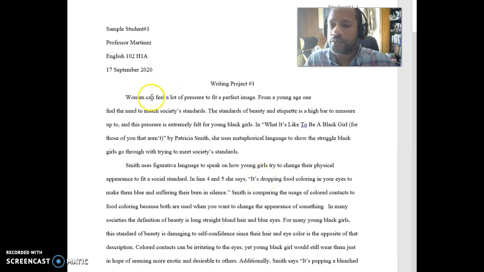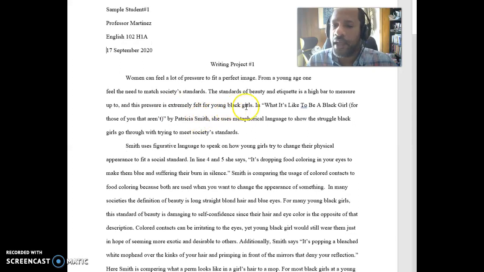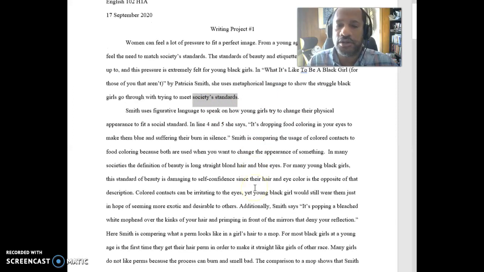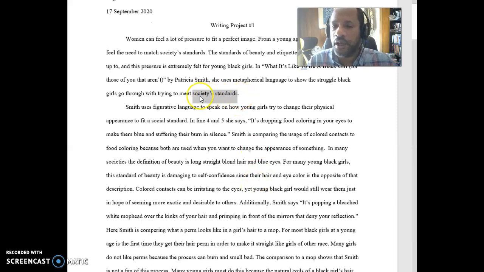Another one. Women can feel a lot of pressure to fit a perfect image from a young age. One may feel the need to match society's standards, and then we just skip that and we say, in "What It's Like to Be a Black Girl," by Patricia Smith, she uses metaphorical language to show the struggle black girls go through to try and fit in to meet society's standards. I think that's true. We might want to be a little bit more specific and say maybe specifically society's beauty standards. So we can add that in there. That allows me to add some stuff without changing the formatting.